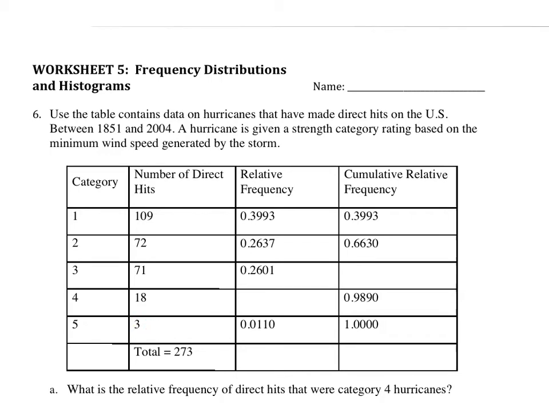So this is a nice way of gathering data, and they categorize it into category 1 through 5, and then look at how many times we have a category 1 hurricane, and so on and so forth. If you look at the second to last line, we can see there are 3 category 5 hurricanes that happened between those 2 years. Using statistical language, the number of direct hits I can refer to as a frequency.